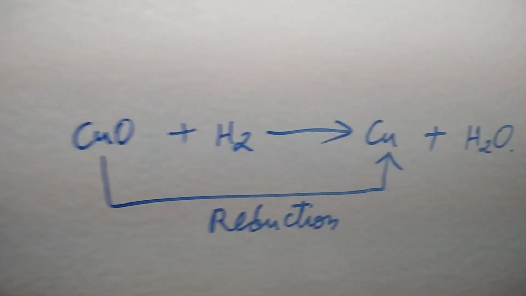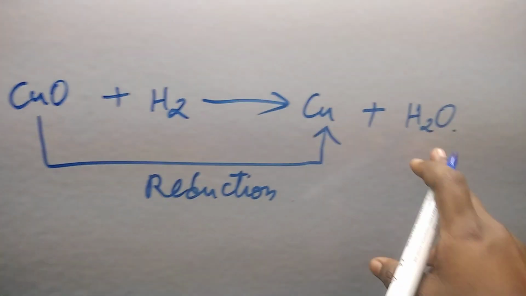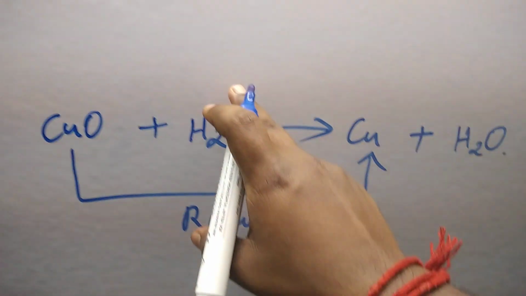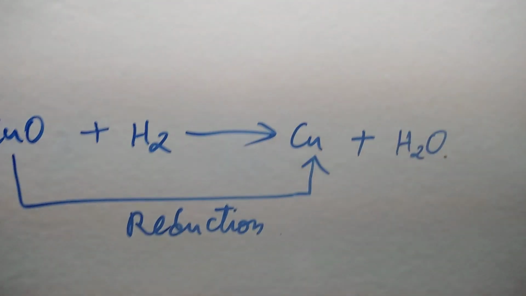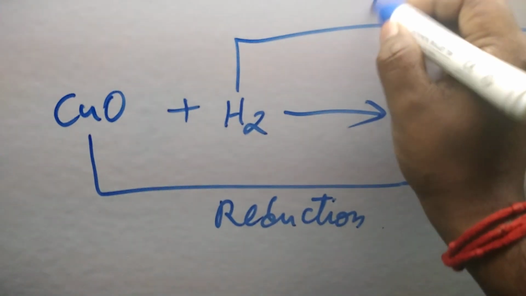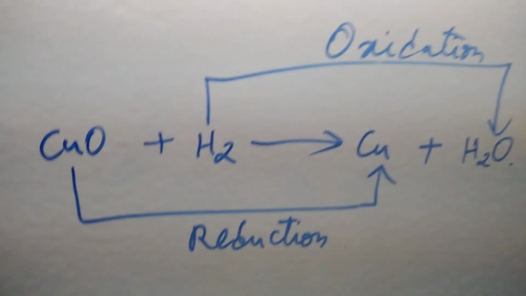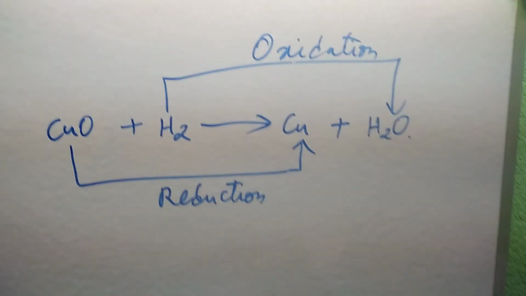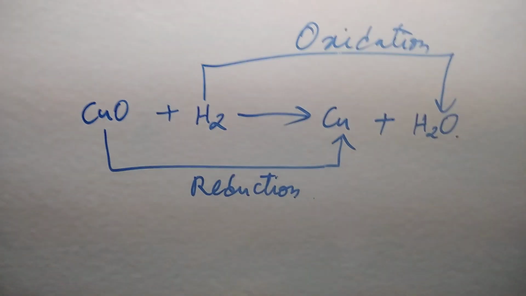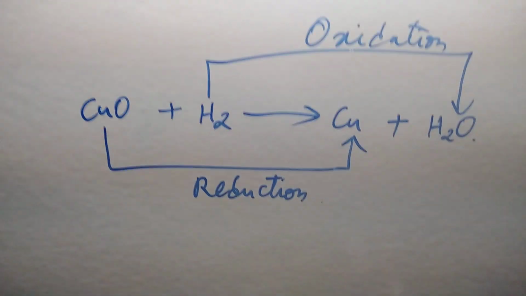And here hydrogen is present, but on the product side it is forming H2O. So what is happening here? Addition of oxygen, so it will be oxidation. Okay student, but now you have to identify which one is the oxidizing agent and which one is the reducing agent.